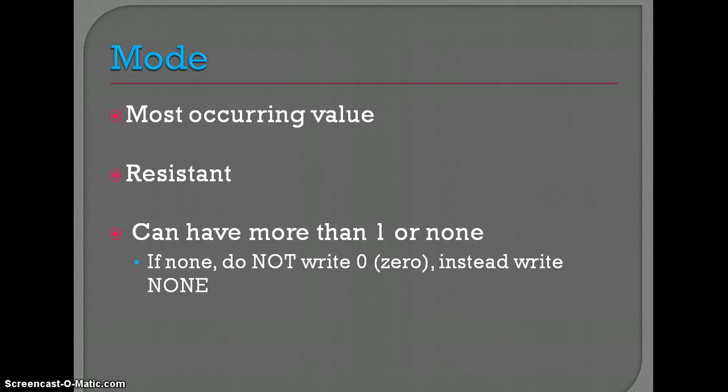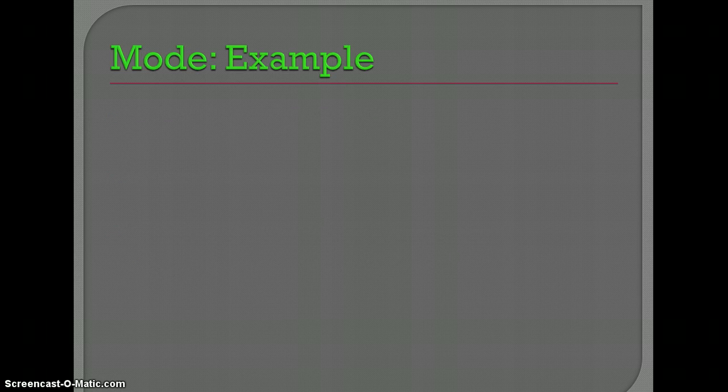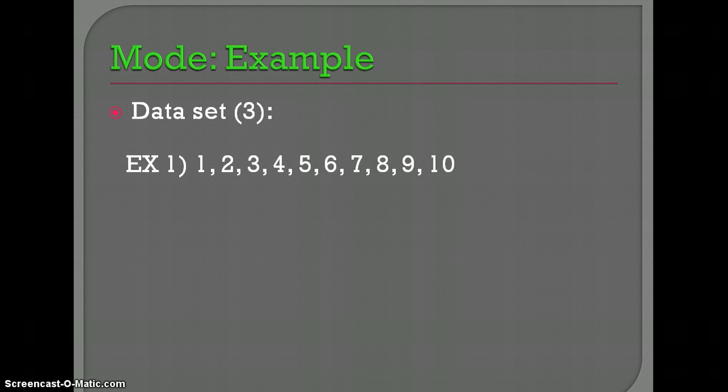If there is no mode, so no value that occurs more than the other values, then you are supposed to write none, or no mode, instead of writing 0, because 0 could be a value in a particular data set. An example. There will be 3 examples. The first one, as you can see, the data set is 1, 2, 3, 4, 5, 6, 7, 8, 9, and 10. So the mode is none because there is no value that occurs more than others.